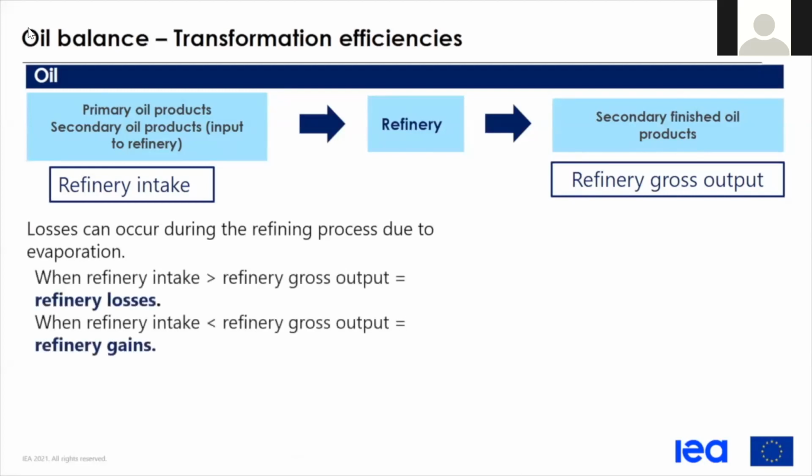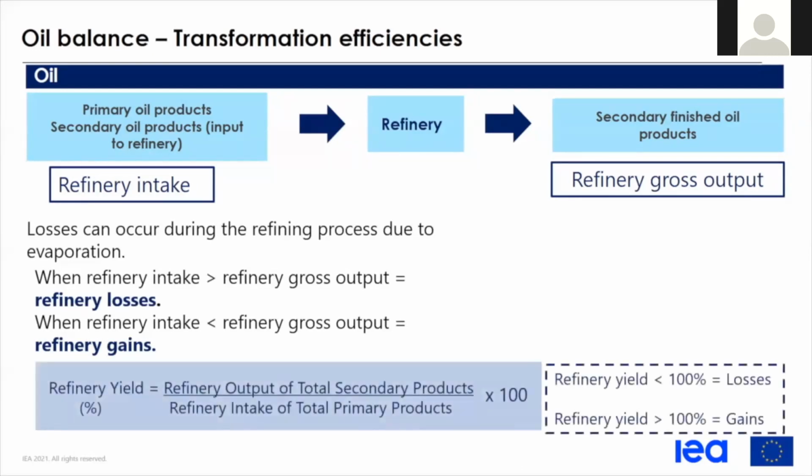we speak about refinery losses when the intake is superior to the output, and refinery gains when the intake is inferior to the output. And we calculate the yield of this refinery with a simple calculation. We divide the output of total secondary products by the intake of total primary products, and we express it as a percentage. So we say that there are losses in the refinery if the yield is below 100%, and gains if it's above 100%.